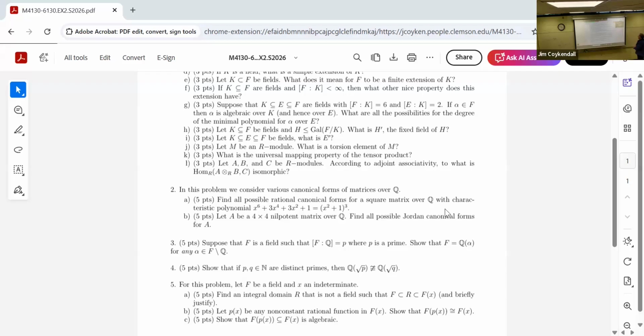This one on number 3, so in this one you have the extension E, and you have alpha in F minus Q. Then you have this tower here.